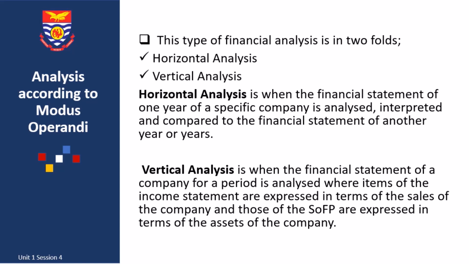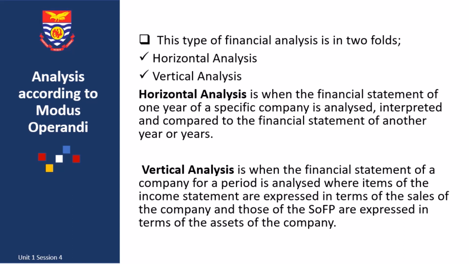So you could have a horizontal analysis for Nestle Ghana Limited for a series of years, let's say from 2015 to 2022, and that would be horizontal analysis. Vertical analysis, on the other hand, is when financial statements for a company for a particular period are analyzed, where items in the, let's say, income statement are expressed in terms of sales of the company, and the items of the statement of financial position are expressed in terms of the assets of the company.